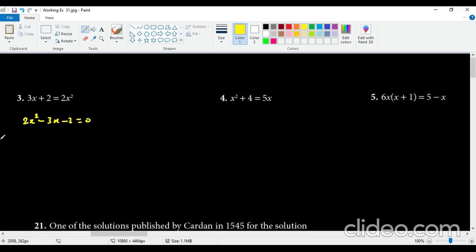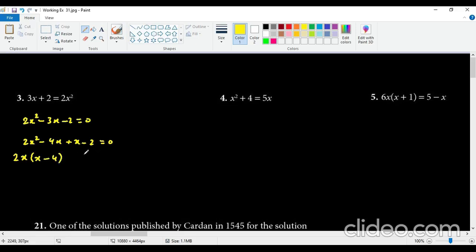factorizing this into two different parts, splitting the center term is going to give us 2x squared. I will write as it is, no change, and minus 4x plus x is going to give us minus 3x. Minus 2 I will write as it is, no change, and 2x is common, multiplied by x minus 4.